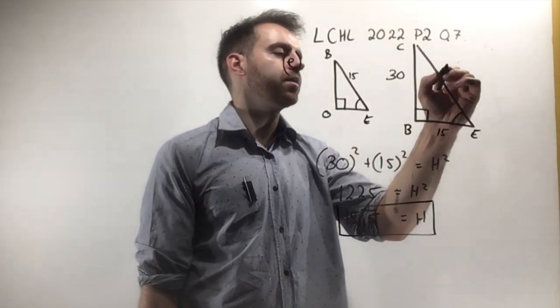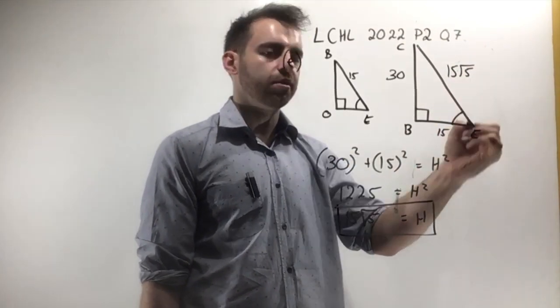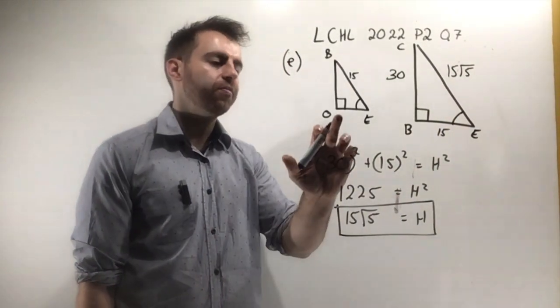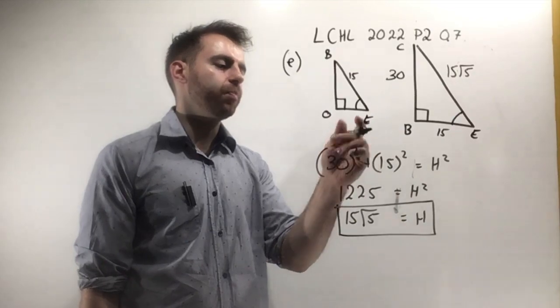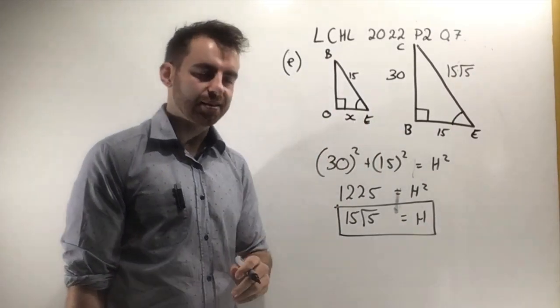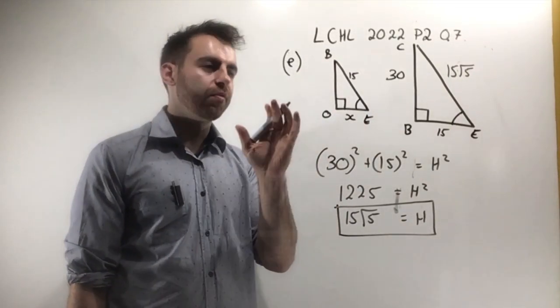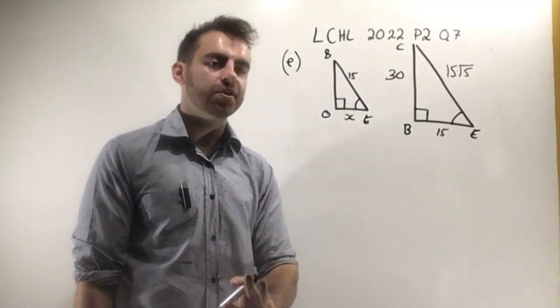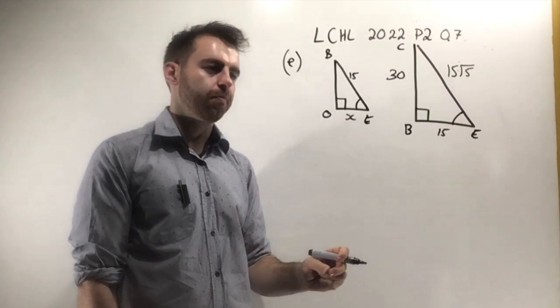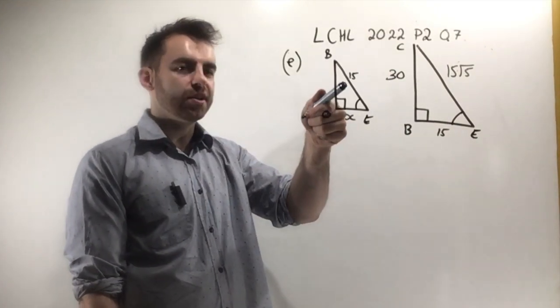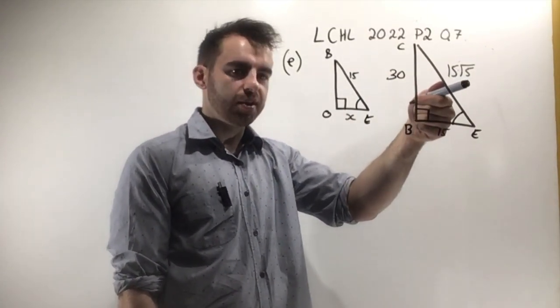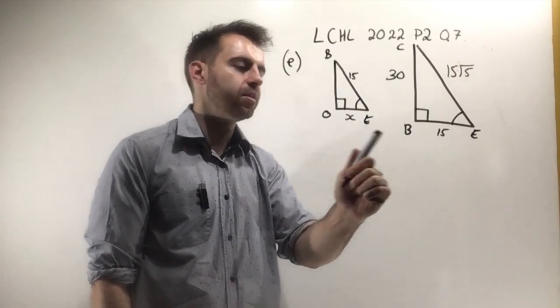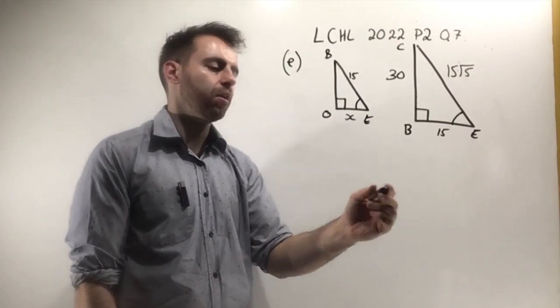Now that I have that, I can answer the actual question. The question was to find the distance OE. So let's refer to this as x. Now, the key is we've proven these triangles are similar. And remember that for similar triangles, the sides are proportional to each other. In other words, the hypotenuse of this one divided by the hypotenuse of this one is equal to the base divided by the base. So that's all I have to plug in.